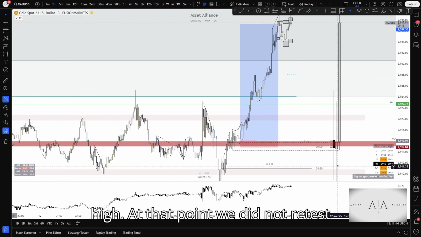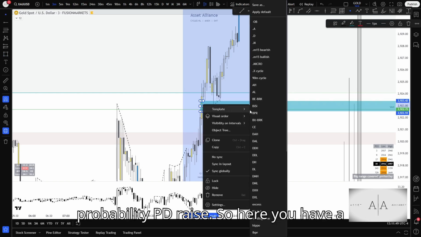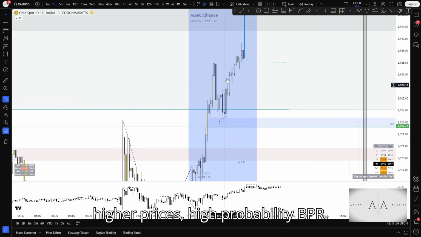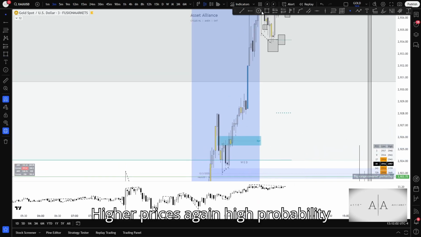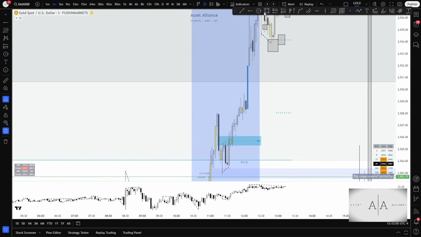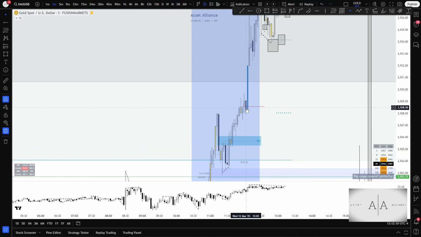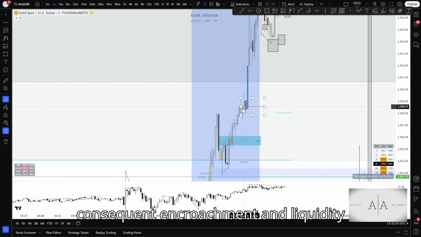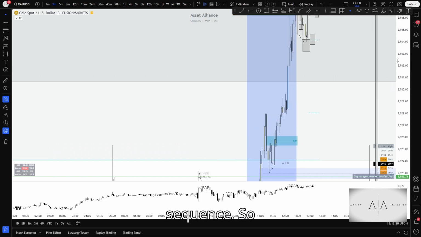At that point, we did not retest the value area high, but what did I say about TAC? You can use them as high probability PD arrays. So here you have a high probability BISI because of TAC, higher prices, high probability BPR, higher prices again, high probability TAC. You do your consequent encroachment here, closed above, not closed above, but wicked above it, came back into the consequent encroachment and liquidity void, higher prices with the new sequence, because that's the start of your new sequence.